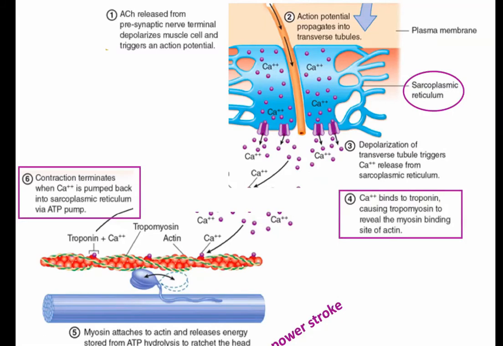And then when we are done with everything, so let's say that contraction terminates, it's over, calcium is just going to be pumped back. There are pumps, and we'll learn about them later, but all the calcium that was left over that didn't get used doesn't get wasted. It just gets pumped back into the sarcoplasmic reticulum, and it can be stored there again.